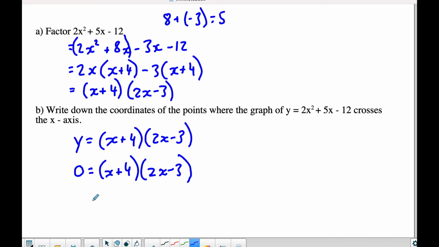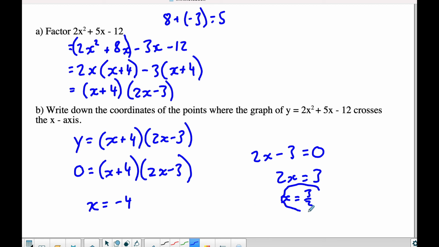And so if either of these terms results in a 0, then this whole expression is 0, and this equation is true. So first off, x could be equal to negative 4. And here, if 2x minus 3 equals 0, well then 2x is equal to 3, so x is equal to 3 over 2. So that's our other solution.